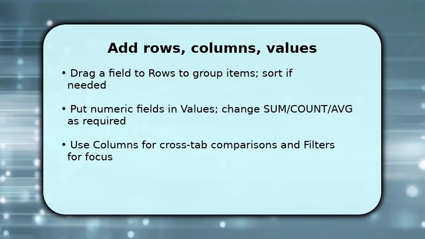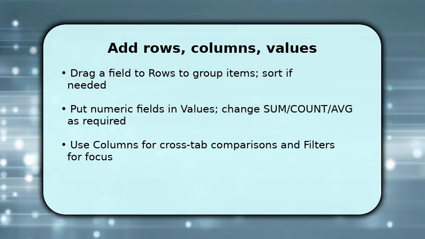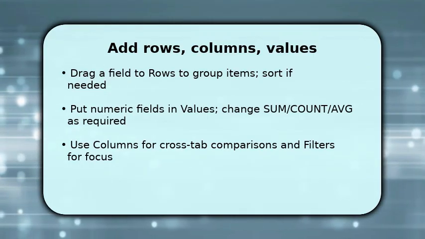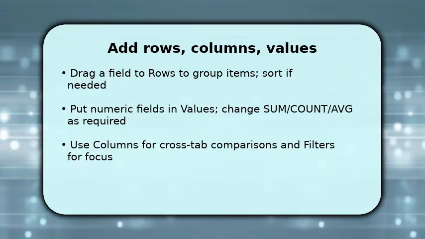If you need cross-tab insights, add a field to columns to split values across a second dimension. Use filters to limit the dataset to a region, date range, or category. This narrows your analysis without altering the source.